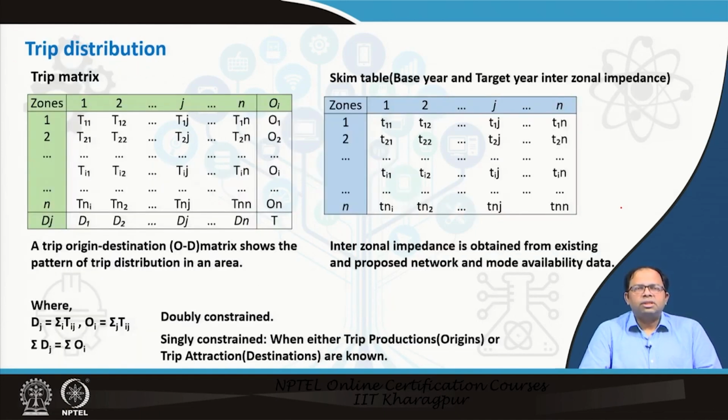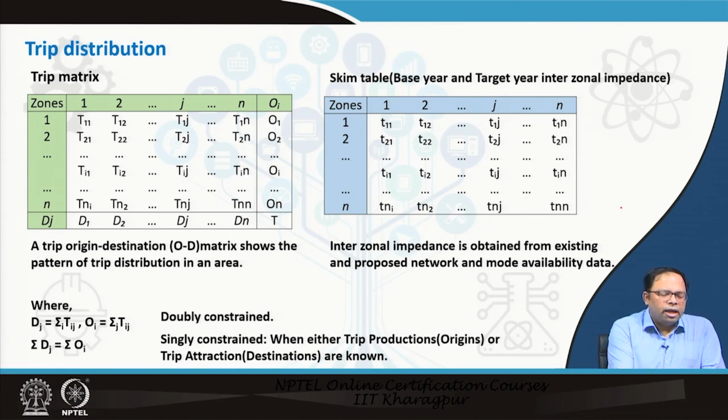So, this is the trip distribution, 2 matrices that we use. The first matrix, as you can see, we have the zones. On this side we have the destination zones 1, 2 until n, and these are the origin zones 1 to n. Now, over here, T11 is the number of trips originating at 1 and ending at 1, and this one is the number of trips originating at 1 and ending at 2.